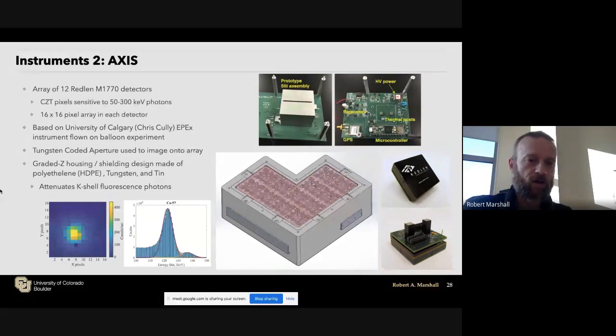Chris Cully, who's a co-I on this mission at University of Calgary, developed the first version of this instrument with this detector and flew it on some high-altitude balloons, proving that they can work in a cold, tenuous environment, which was very helpful. The picture on the top of this slide, top right, is actually his instrument.